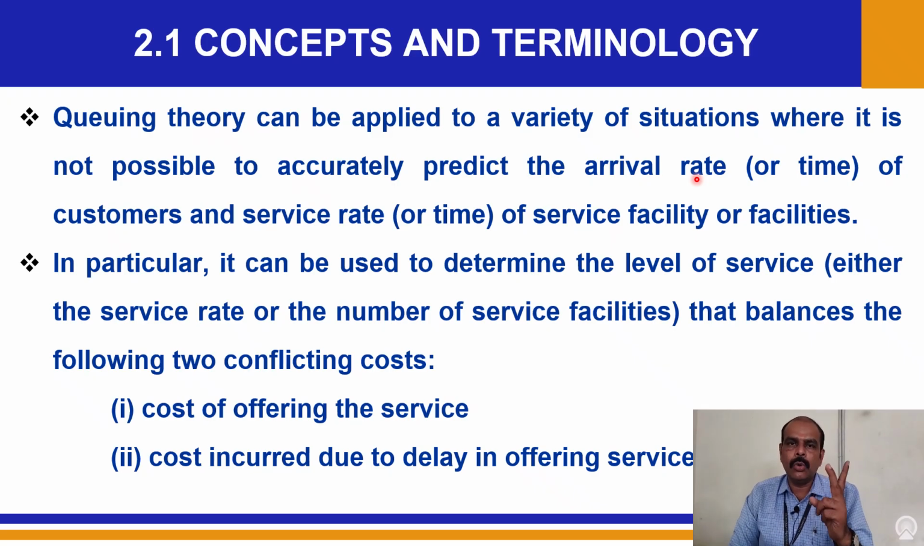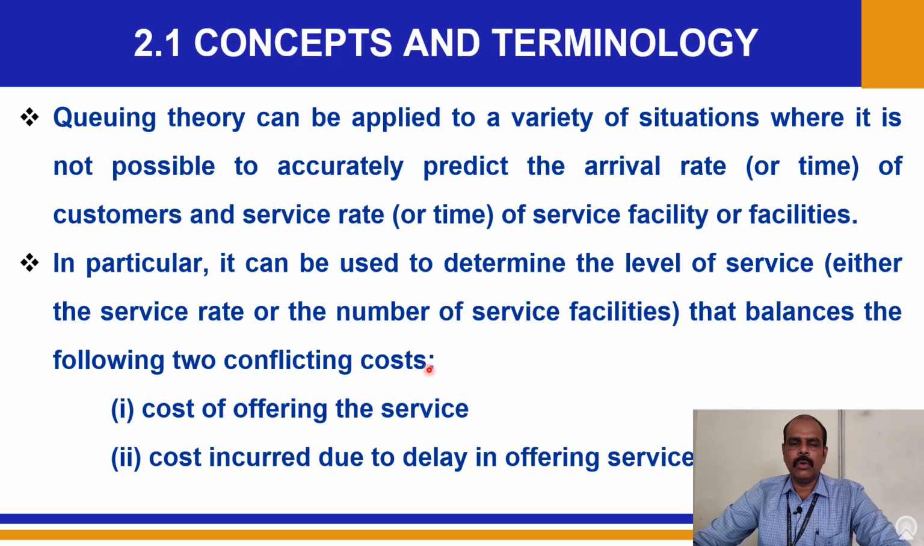So two things now. The first thing is what is the reason for waiting in the queue, we just saw, and the second slide took us to two new terms, arrival rate and service rate. So in particular, it can be used to determine the level of service, either the service rate or the number of service facilities that balances the following two conflicting costs.